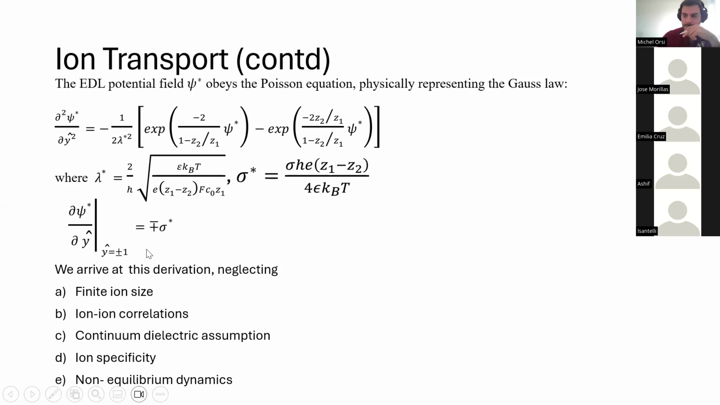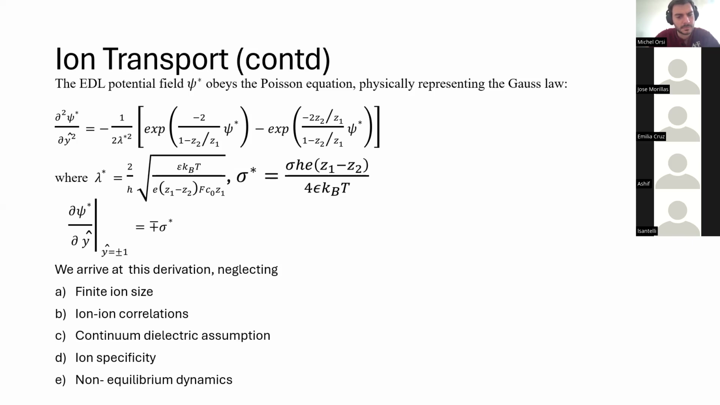We arrive at this definition neglecting finite ion size, ion-ion correlations, the continuum dielectric assumption, ion specificity, and non-equilibrium dynamics. Finite ion size: the PB model treats ions as point charges, neglecting their finite size. At high concentrations or near highly charged surfaces, steric repulsion limits the number of ions in the electric double layer. The saturation of ionic density leads to nonlinear deviations from PB predicted distributions.